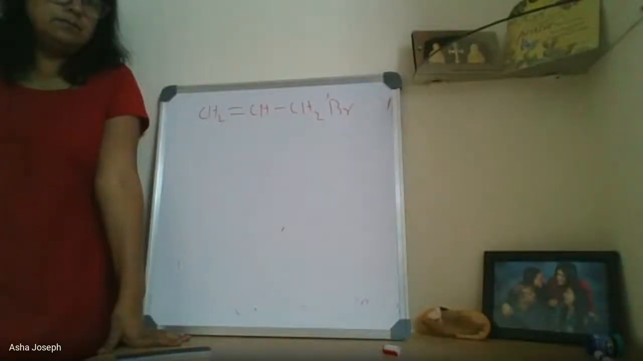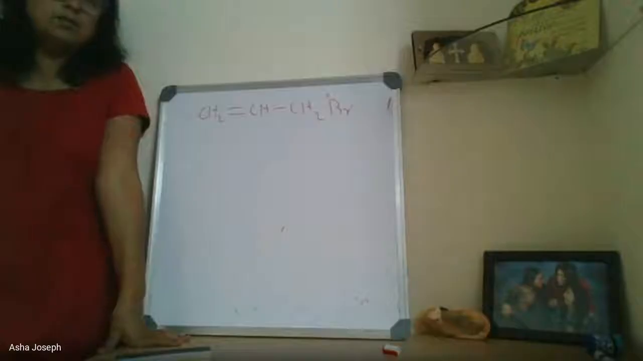Ma'am, 1-bromopropene. Any other? It's allyl bromide. That is the common name, Ruchi, not IUPAC. I'm asking you the IUPAC name. Okay, okay. It is 3-bromopropene.